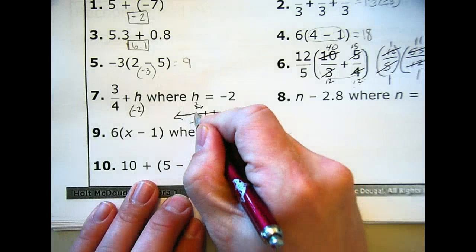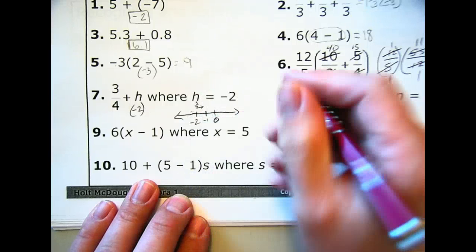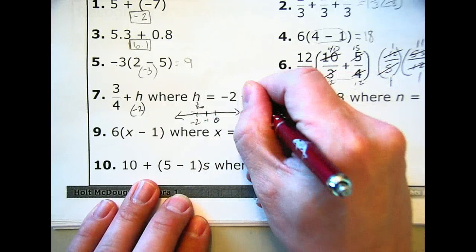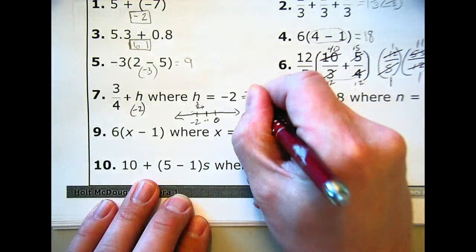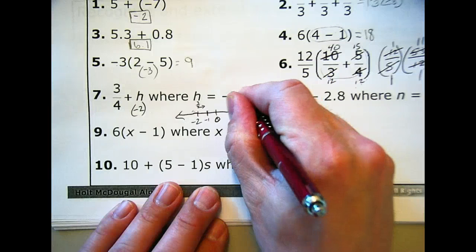Negative 2 and 1 fourth will be this way. Yeah, negative 1 and 1 fourth. You could have written it as negative 5 fourths.